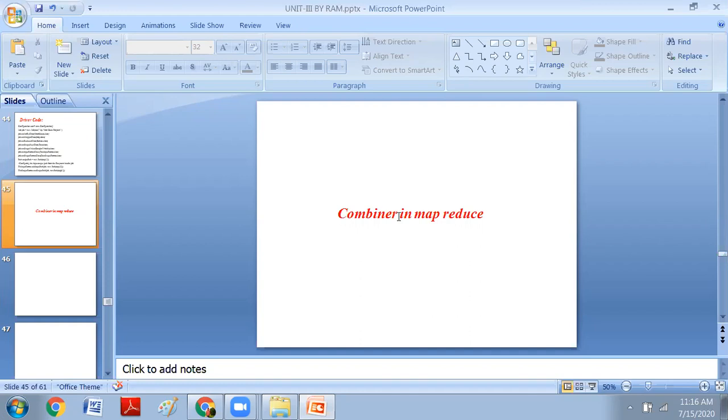What will this combiner do? Generally, the general meaning of the combiner is that it will combine things. The same work will be done here in MapReduce also. The duty of this combiner class is to combine things. What it has to combine, that we want to know. What is the role of this combiner in the MapReduce program?